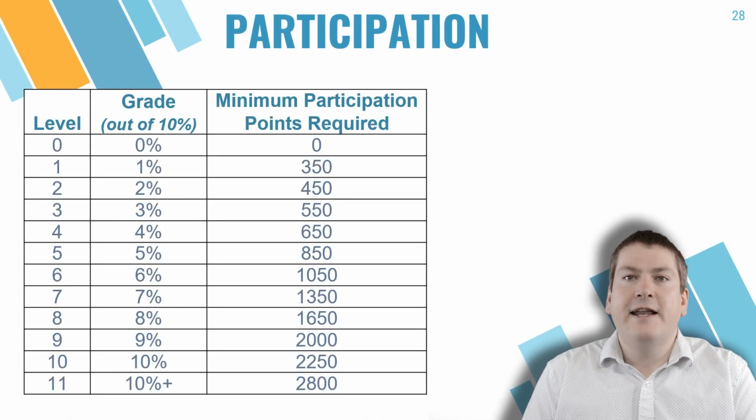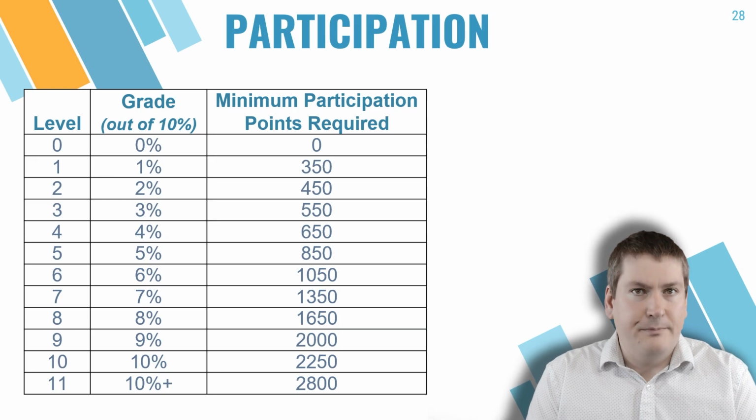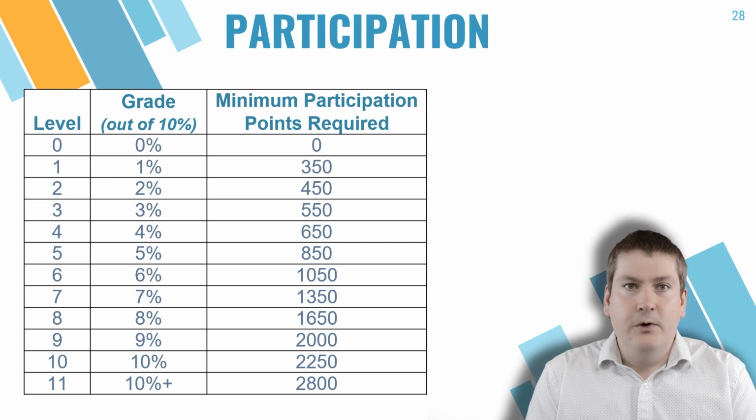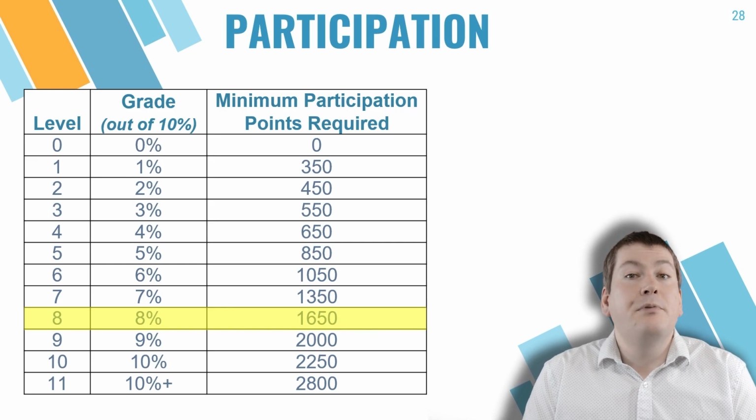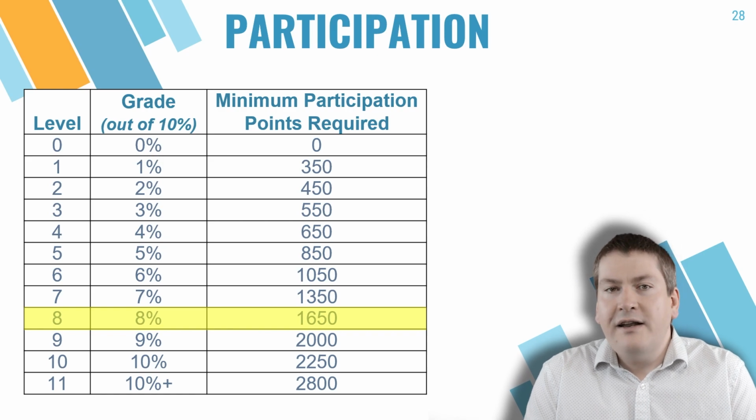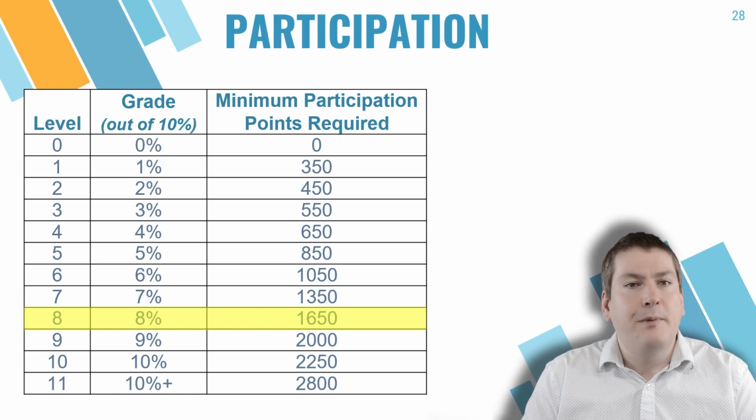Now, one important thing that I should point out about this system is that there are far more opportunities for participation points than you need for a full participation grade. Completing all the video activities without doing any MyLab homework will get you 1,800 points alone, which is already a level 8, or an 8% of your final grade. So you don't necessarily have to do all of the assigned MyLab MIS homework to get a full participation grade, but I still highly recommend it as it's a great studying tool.